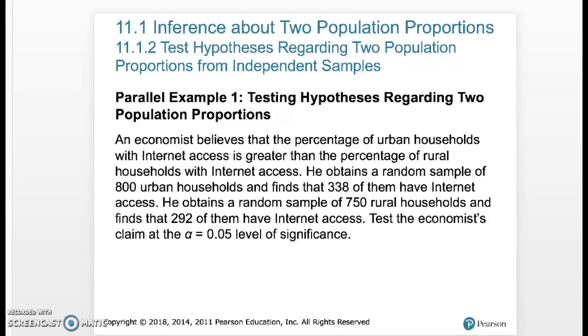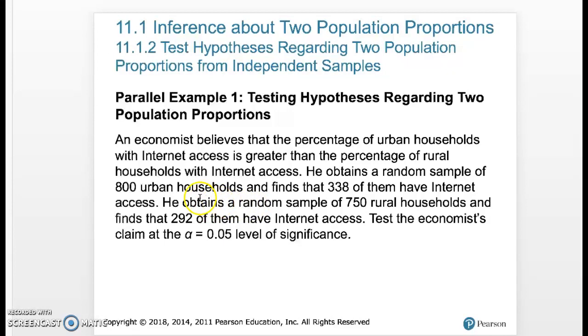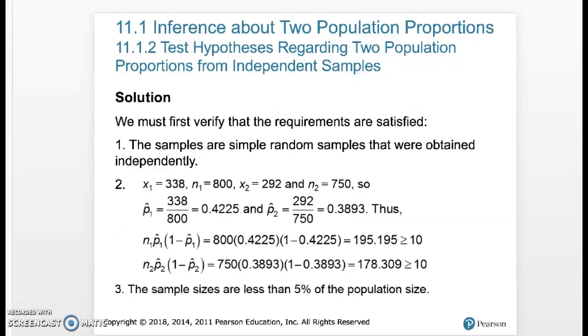The first step is to verify that we have all of our requirements, those conditions. So the first thing is the samples are simple random samples that were obtained independently. Here, all they told us was that the researcher obtained a random sample of 800 urban households, and then he obtains a random sample of 750 rural households. There's no indication that these are paired up, so that's the independent samples. And here, they mentioned that these samples were done randomly. We're going to assume those are simple random samples.